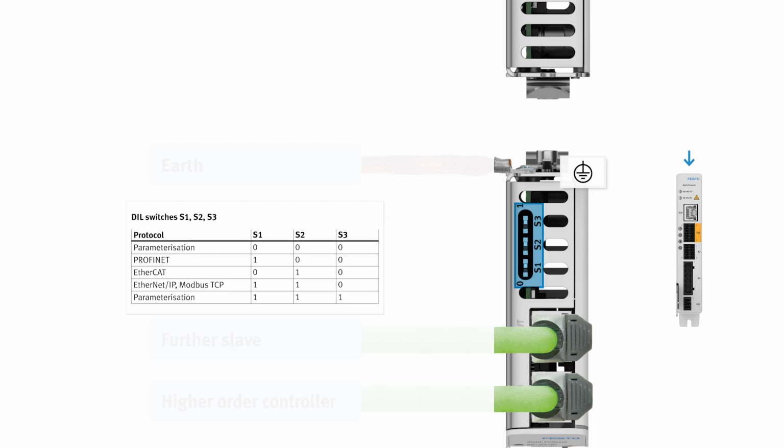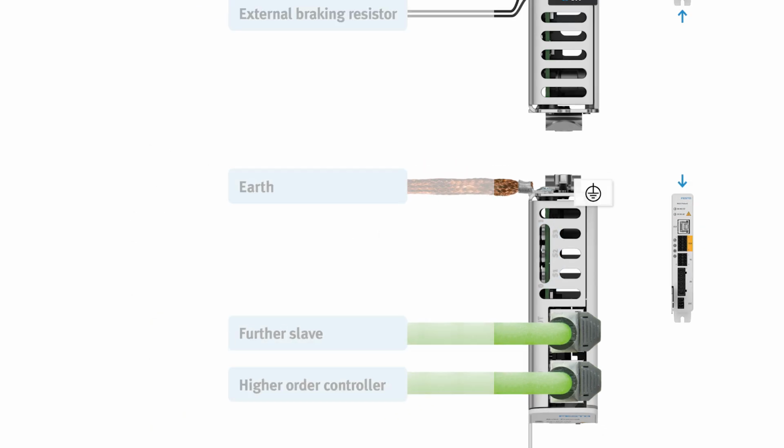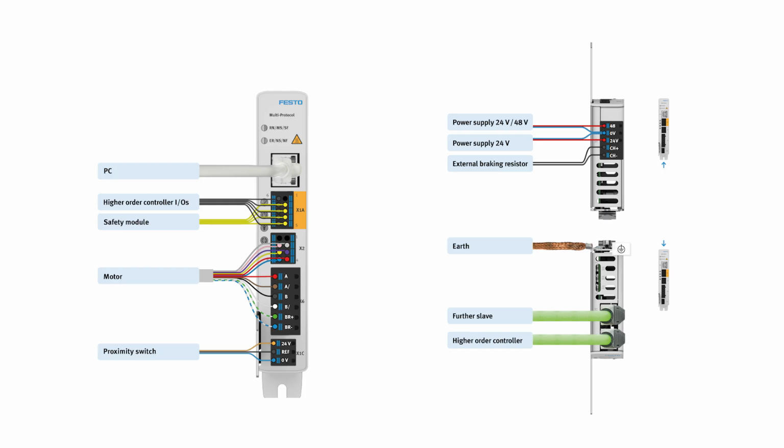The field bus can be set either using the DIL switch or during the parameterization of the drive using the Festo automation suite. Now the hardware is connected.